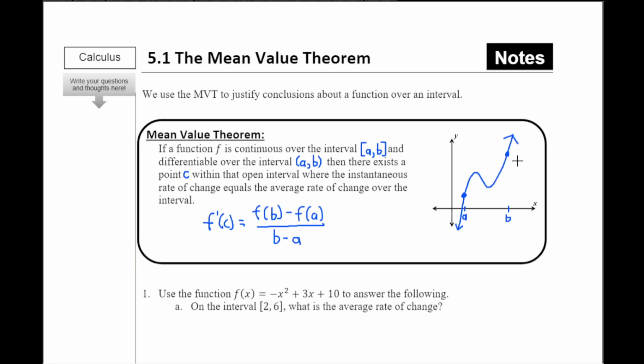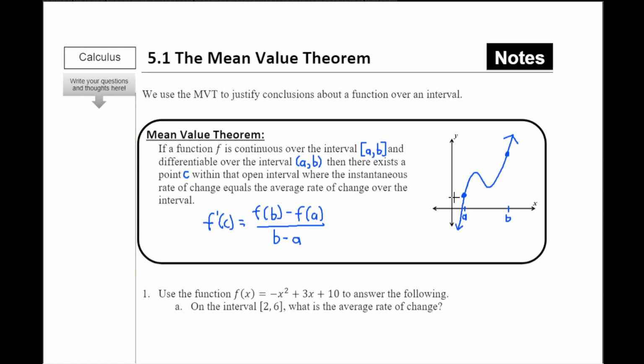Mean value theorem. If a function f is continuous over the interval a to b and differentiable over the same interval a to b, then there exists a point c within that open interval where the instantaneous rate of change equals the average rate of change over the interval. In other words, f prime of c is equal to f of b minus f of a over b minus a.